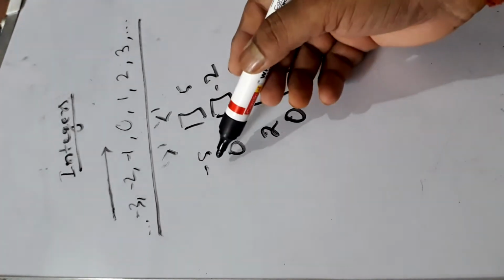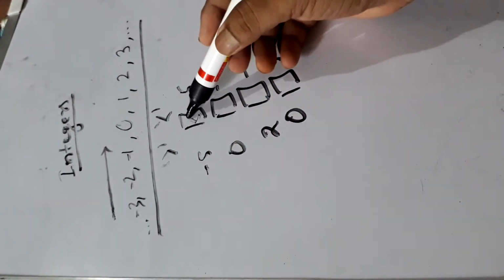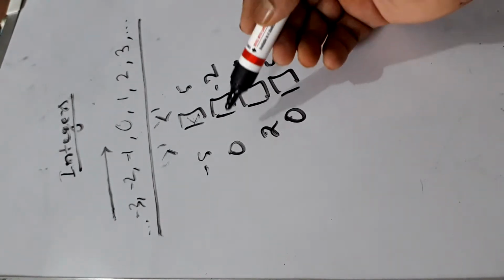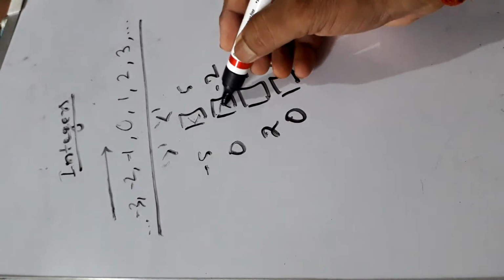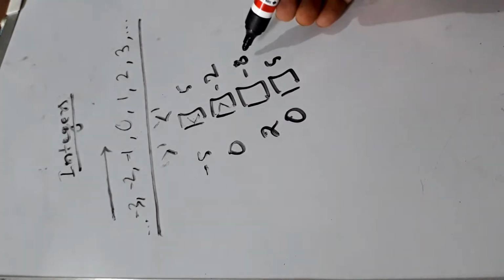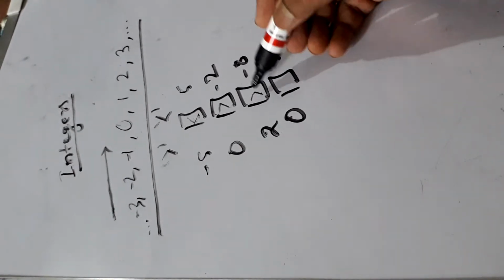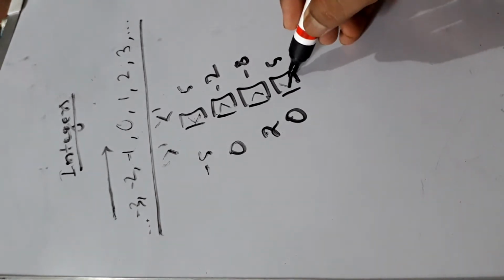-5 and 5. We know any negative number is less than positive, so we'll put the sign like this here. Here 0 is greater than any negative number, so we will put the sign like this. This is +2 and -8. Positive is greater than any negative number, so 2 is greater than -8. Here is 0 and 5. 5 is positive, any positive number is greater than 0, so we will put the sign like this.